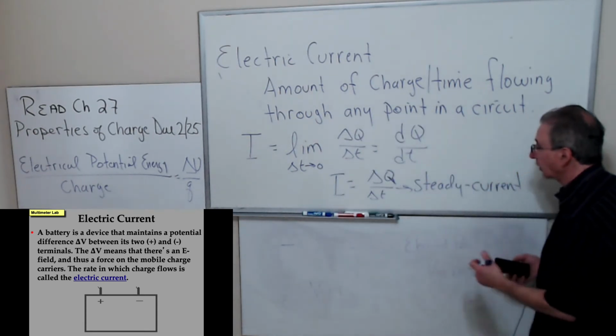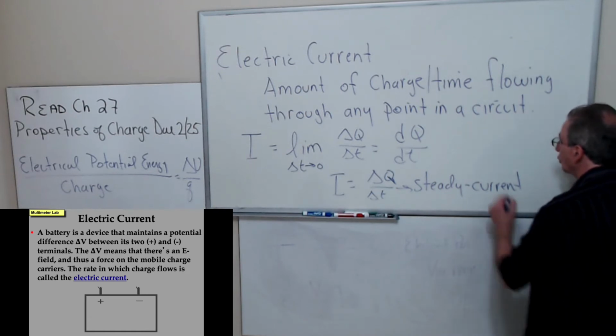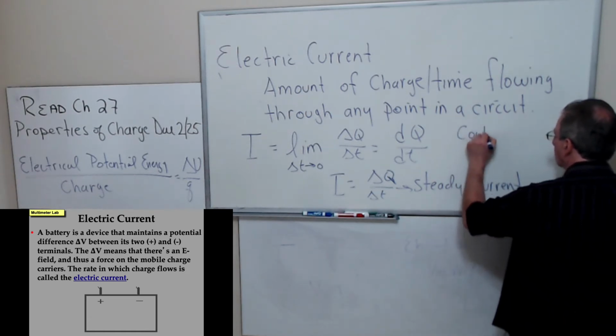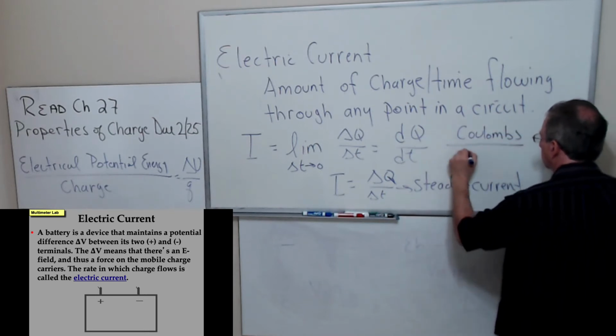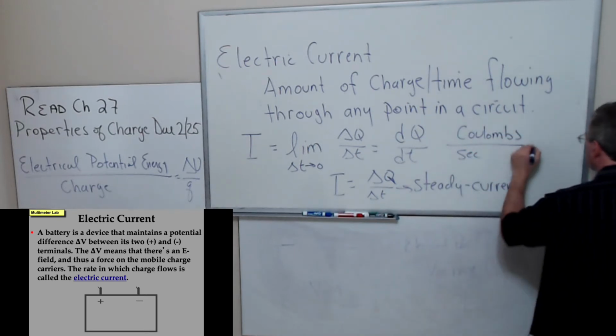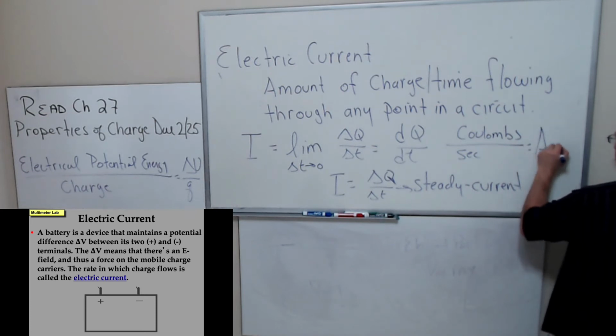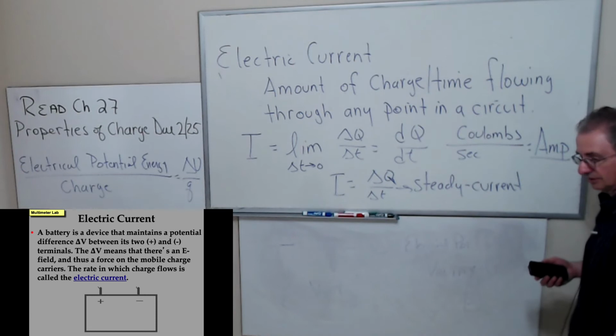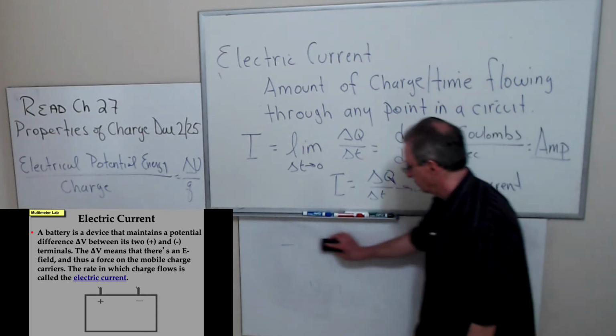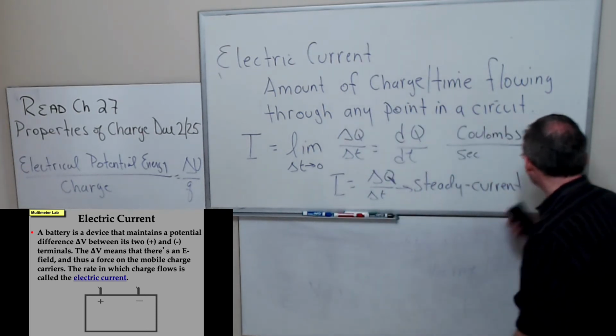Okay. Now, what are the units for this thing? Well, it's coulombs per second, which is the amp, named after Ampere. And the amp is actually kind of a large unit of current.